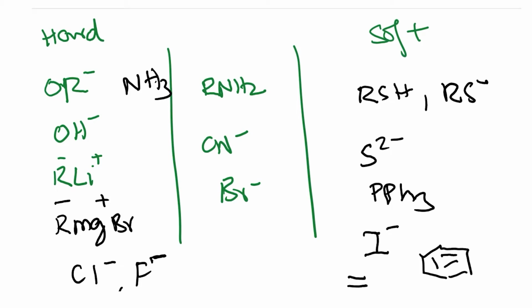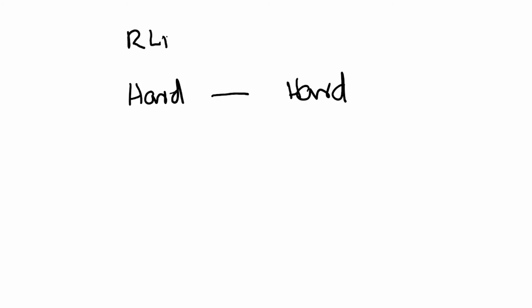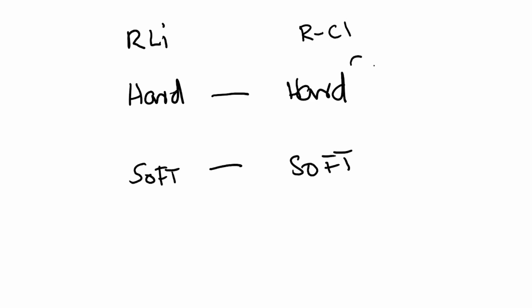Okay, so this classification, this division, helps us understand the reactivity. The fundamental hypothesis or premise that we use is hard atoms like to interact with other hard atoms. So, for example, RLi would like to react with RCl, for example. So, you have a hard interaction, and you also have soft interactions, and these are favored.